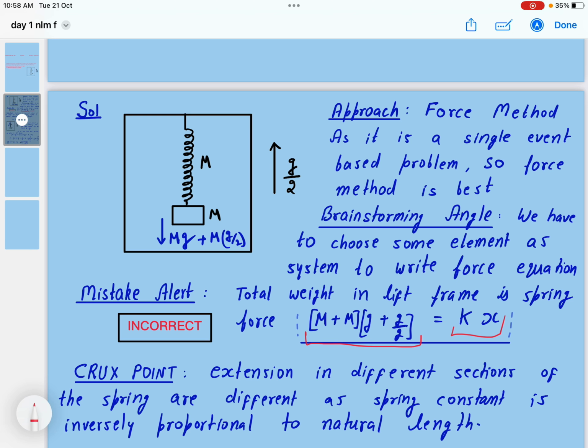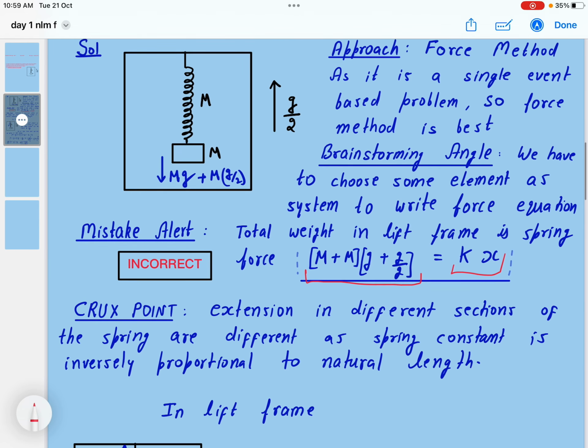But here the case is different. Here the force acting at different points is different. So that's why the extension in different elemental portions of the spring will be different, right? So what we need to do here is select some element of the system, and try to find out the extension in any small element of the spring by writing the force equation on my elemental portion.